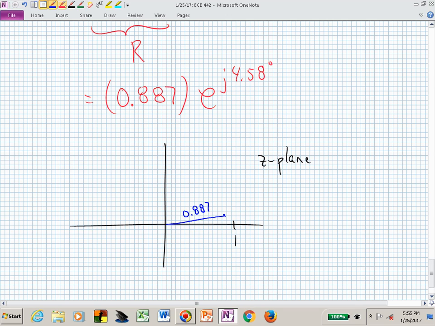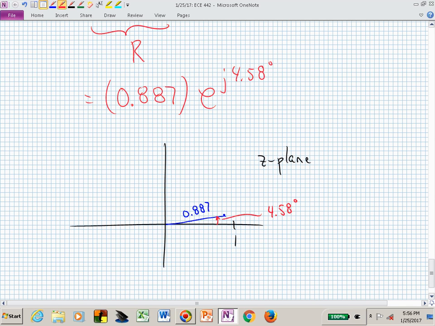And what's this angle? That's supposed to be 4.58 degrees, which means that with a sampling period of 40 milliseconds, or 0.04, a complex number in the S-plane at -3 plus j2 mapped into a point in the Z-plane of magnitude 0.887 at an angle of 4.58 degrees. And that's what you're going to have to start connecting.